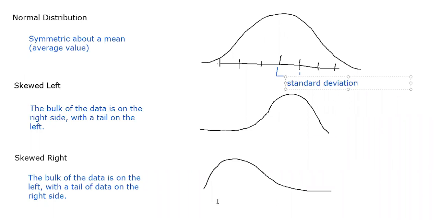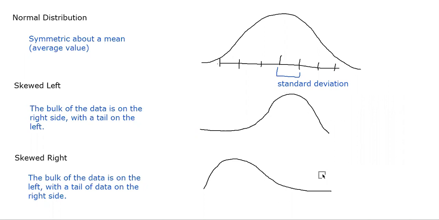Now, a standard deviation is just a measurement of how far apart this data is. So how spread out is it? How compact is it? The higher the number, the more spread out that data is going to be. The smaller the number, the more compact that data is going to be. So if I'm looking at a normal distribution, there are some things that we can determine based on these standard deviations.